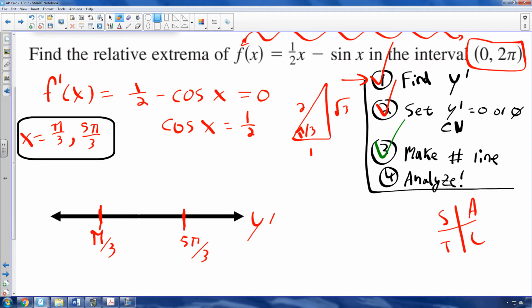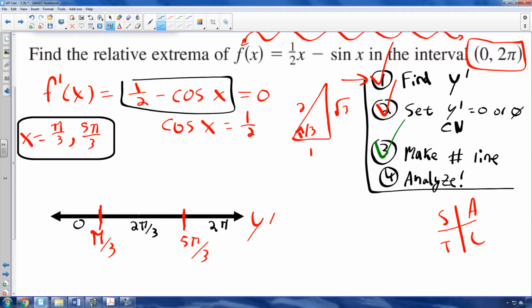Now we want to pick some numbers in between that make sense. I don't see why we can't pick 2 pi over 3 here, and maybe 2 pi will be okay to use here, and 0 will be okay to use here. We have to plug those into the derivative. So 1/2 minus cosine of 0. Cosine of 0 is 1, so we're going to have a negative here: 1/2 minus 1.